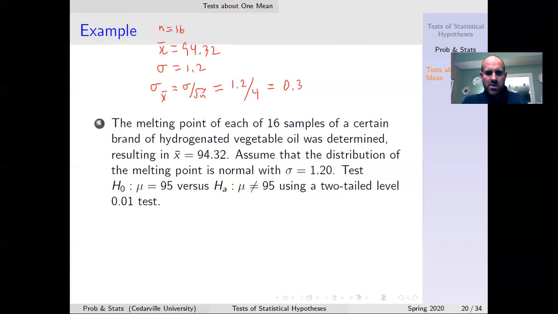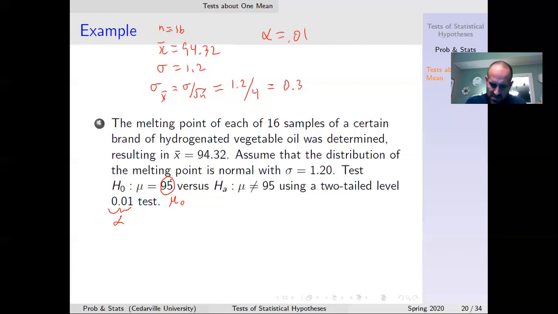So let's test these hypotheses. I have a null hypothesis that mu is equal to 95. This 95 right here, that's my mu zero, the thing that I've been talking about. And the alternative hypothesis is that mu is actually different from that, using a two-tailed alpha level. So this is our alpha right here. I have alpha equal to 0.01.